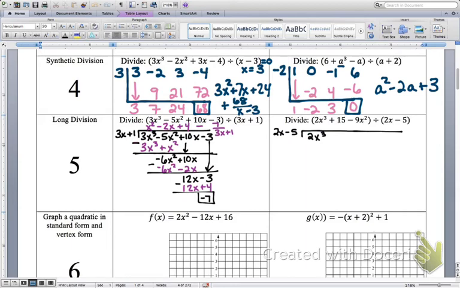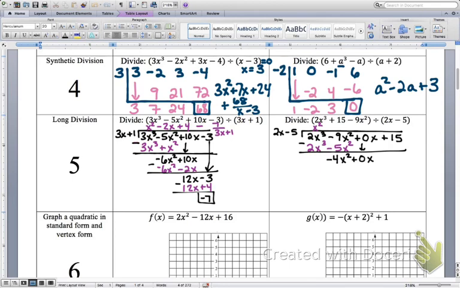Again, set it up the same way as the first one, but this time we do have a placeholder for the linear term, so we need a plus 0x underneath the fraction bar. So ask ourselves, 2x times what is 2x to the third? Then multiply that number, x squared, by 2x and negative 5. Write that underneath and subtract. Negative 9 minus negative 5 is the same as negative 9 plus 5. So we end up with negative 4x squared, and we're bringing down that 0x.